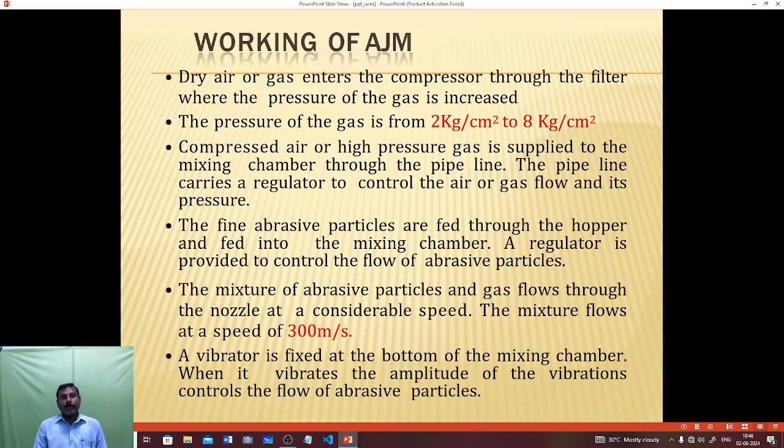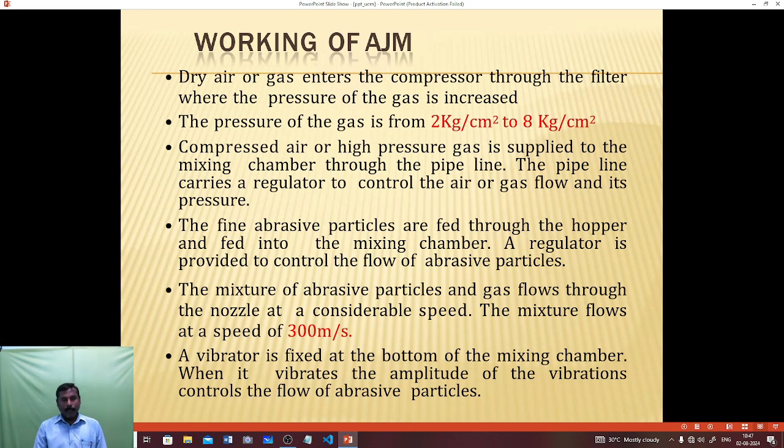The working of abrasive jet machining: dry air or gas enters the compressor through the filter, where the pressure of the gas is increased. The pressure of the gas is from 2 kg per square centimeter to 8 kg per square centimeter. The compressed air or high pressure gas is supplied to the mixing chamber through the pipeline. The pipeline carries a regulator to control the air or gas flow and its pressure. The fine abrasive particles are fed through the hopper into the mixing chamber.